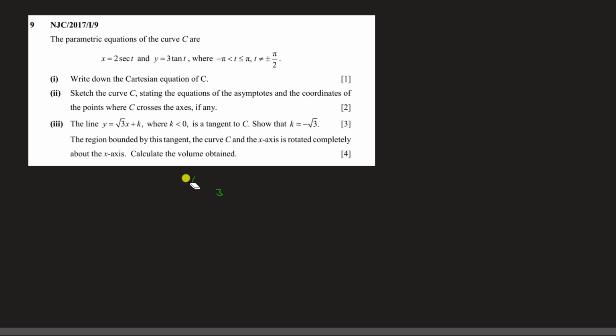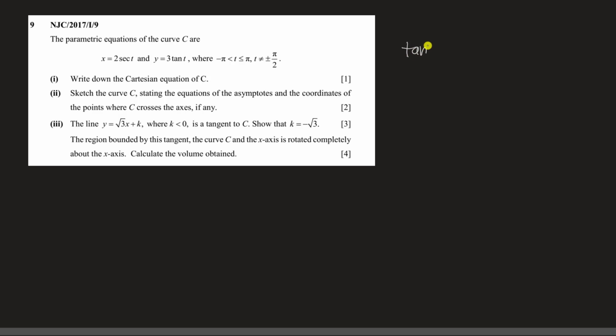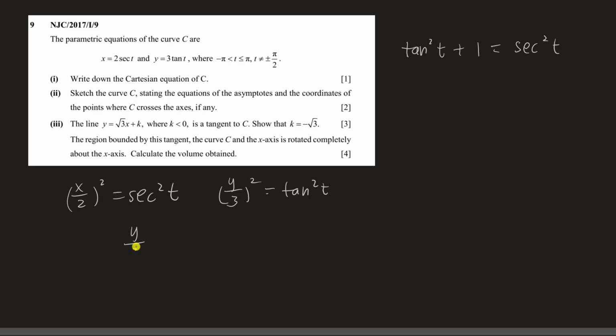So what we do is we have to make use of our knowledge and link up secant and tangent. If you brainstorm a bit, you will realize that this is the way to link up tangent and secant. Secant square t is equal to tangent square t plus 1. So make secant square t the subject, you will give me x over 2 square. And then here I will have y over 3 square equals to tangent square t, so this thing plus 1 gives me this.